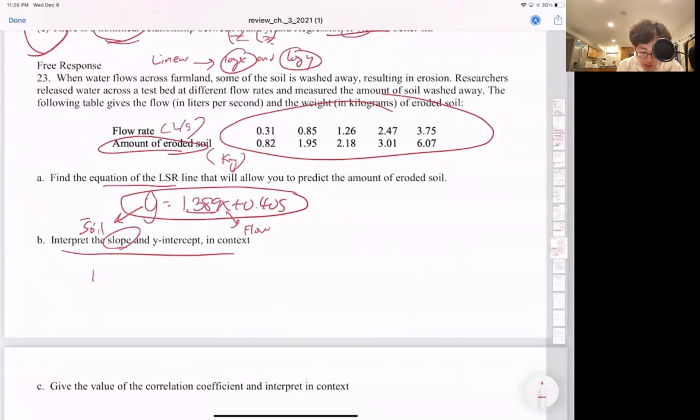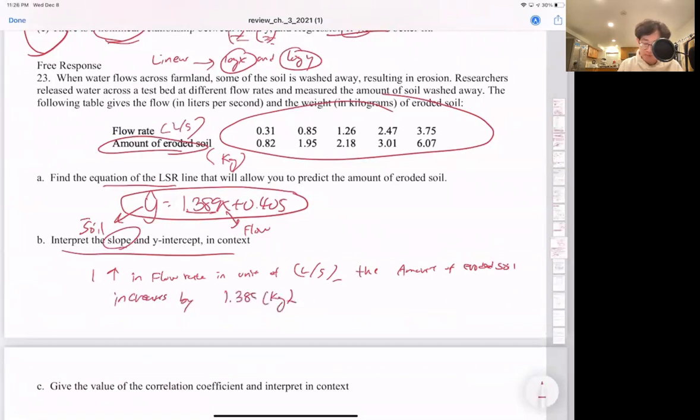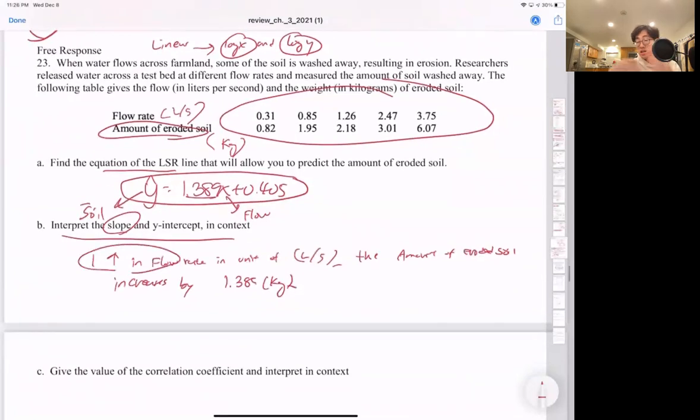For every one increase in flow rate in units of liters per second, the amount of eroded soil increases by 1.389, was it kilograms? Yeah, kilograms. So for every one increase in the explanatory variable, the response variable increases by the slope. That's basically what it comes down to.